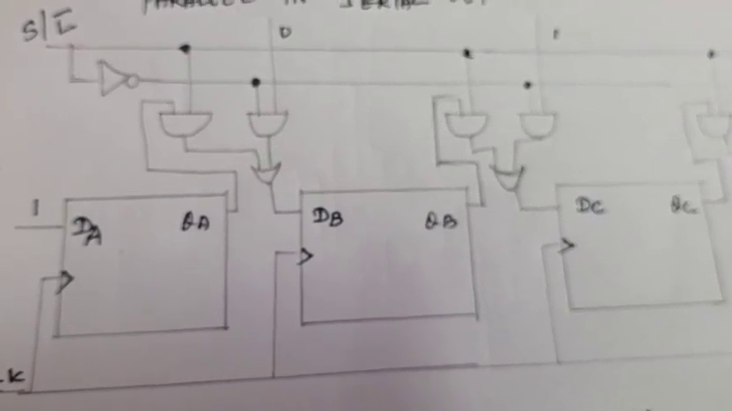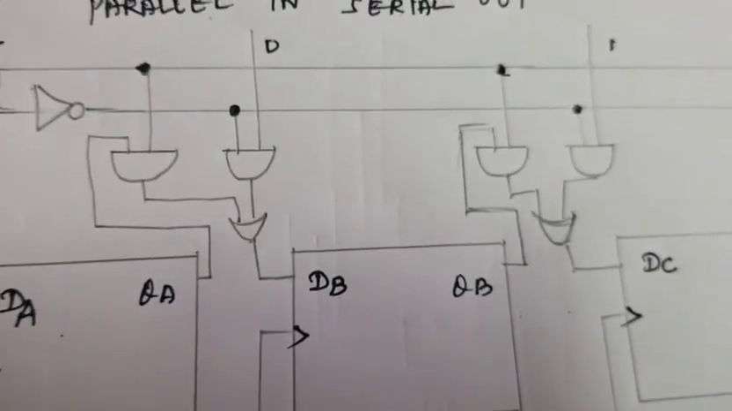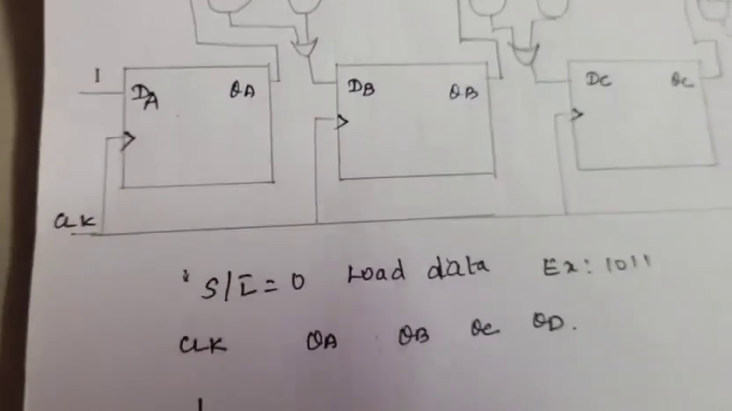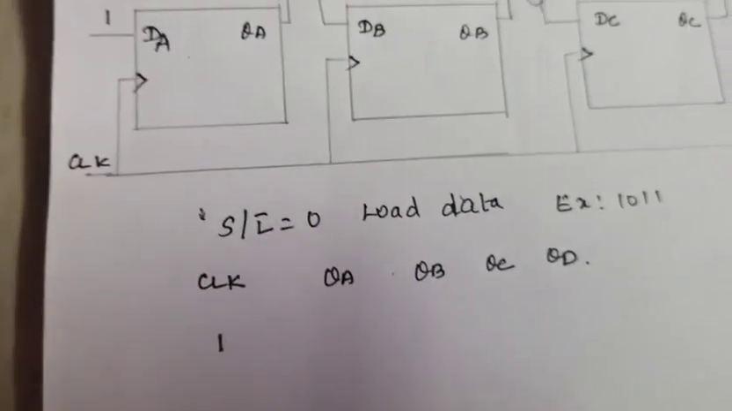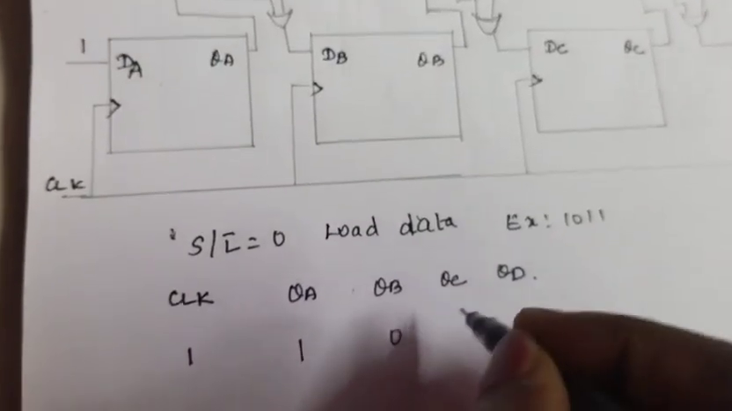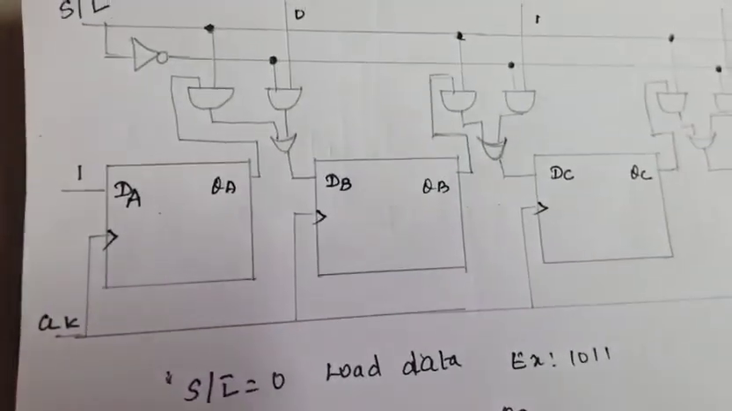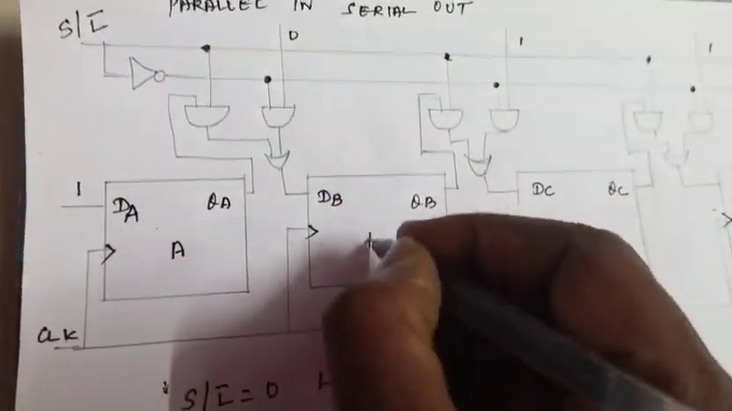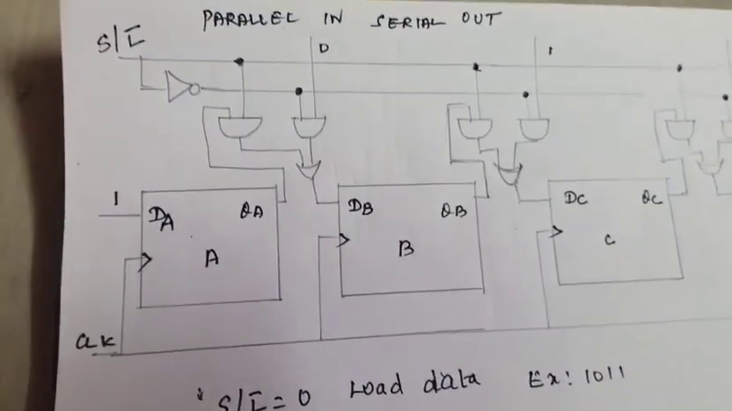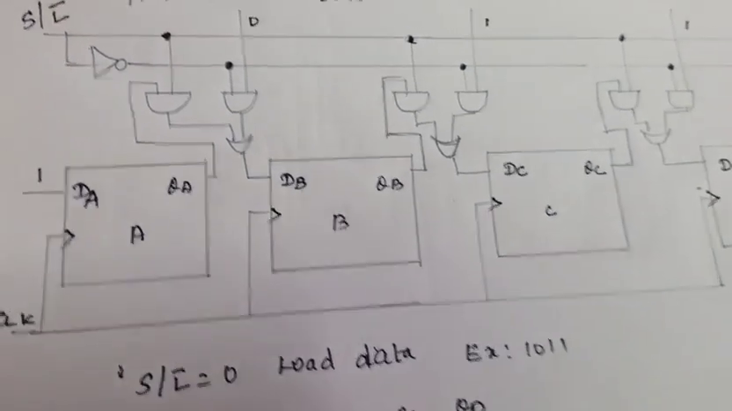Whenever your S/L is equal to 0, you can load the data. How are we going to load the data? First you are going to give the first clock pulse. At that time the data 1011 will be loaded in each flip-flop. This is flip-flop A, B, C and D, right? These are the flip-flops we are going to use and the data will be loaded.